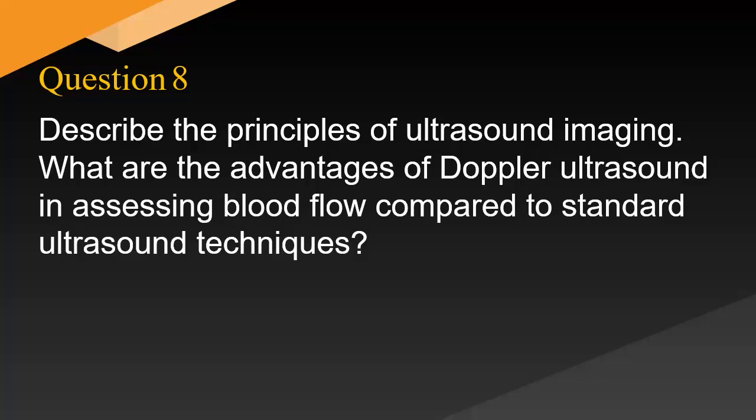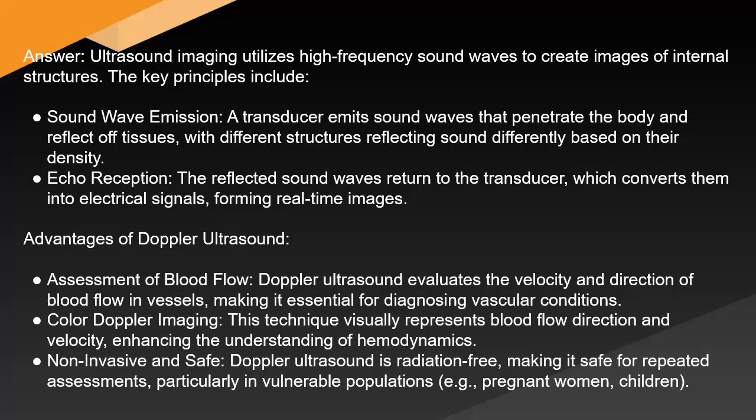Describe the principles of ultrasound imaging. What are the advantages of Doppler ultrasound in assessing blood flow compared to standard ultrasound techniques? Answer: ultrasound imaging utilizes high-frequency sound waves to create images of internal structures. The key principles include sound wave emission. A transducer emits sound waves that penetrate the body and reflect off tissues with different structures, reflecting sound differently based on their density. Echoreception. The reflected sound waves return to the transducer, which converts them into electrical signals, forming real-time images.